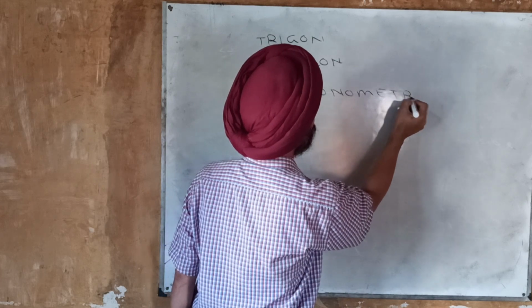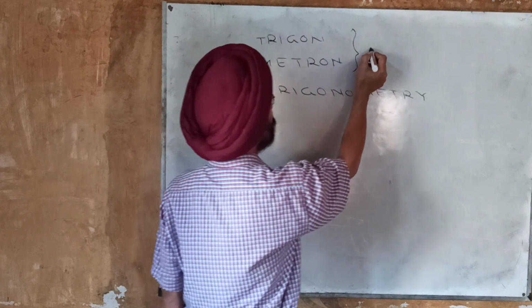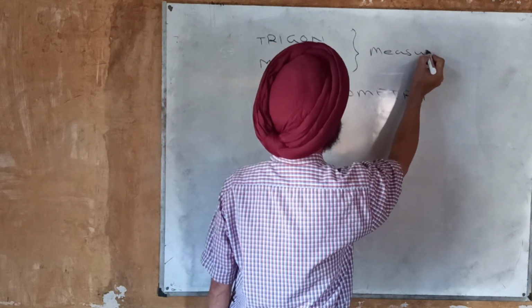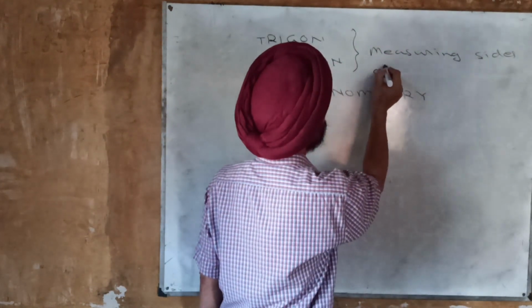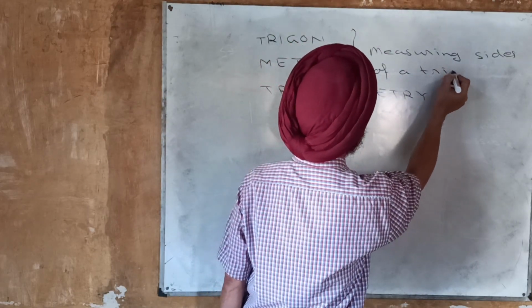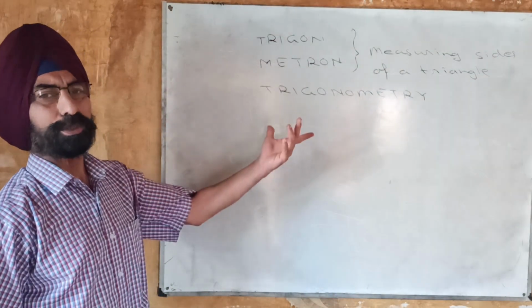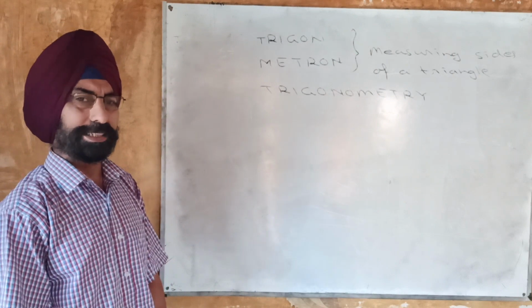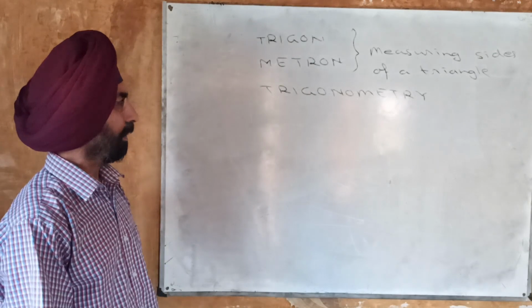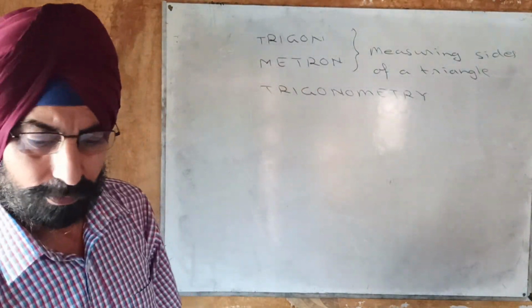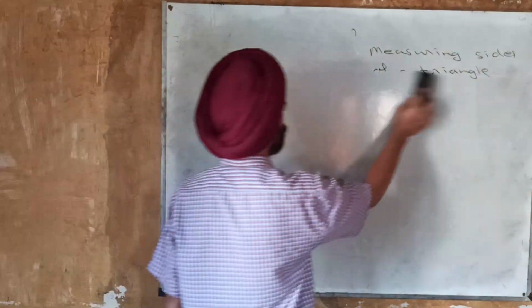Trigonometry is a combination of these two words, and the meaning of these two words is measuring sides of a triangle. The main purpose of trigonometry is to measure the sides and angles of a triangle using trigonometric ratios. So this is the meaning of trigonometry. And now we move on to the very basics of trigonometry.